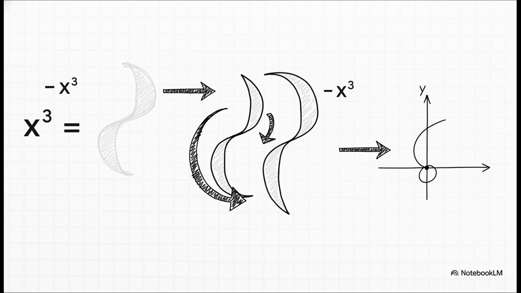Now, that negative sign in front is vital. It literally flips the graph. A positive cubic climbs from the bottom left to the top right. But ours is negative, so it does the exact opposite. It starts high on the left and finishes low on the right. And because there's no number added or subtracted, it has to pass right through the origin, the point 0, 0.